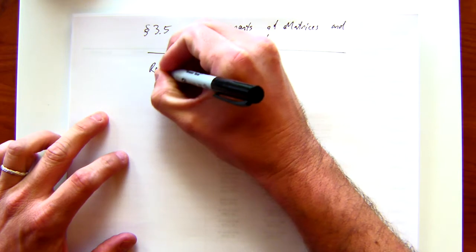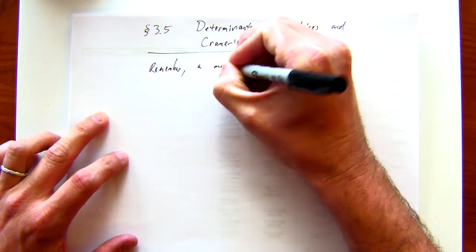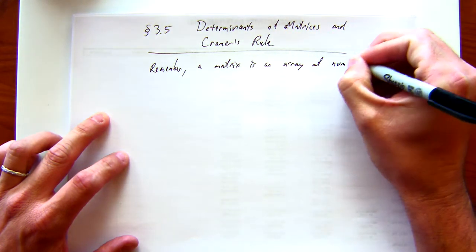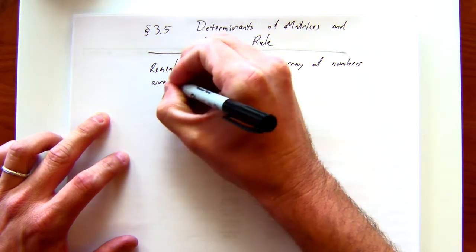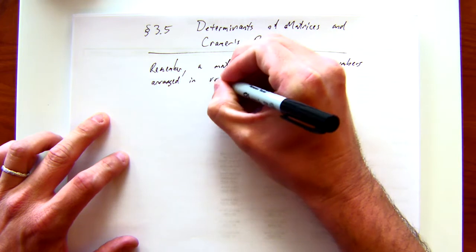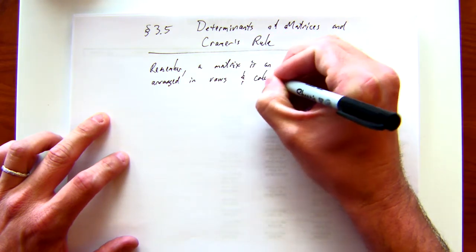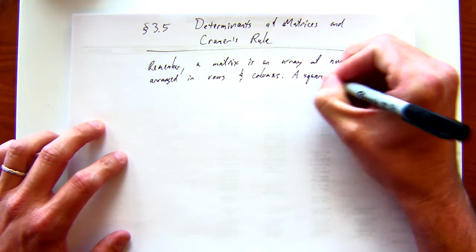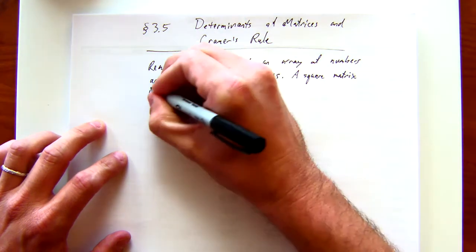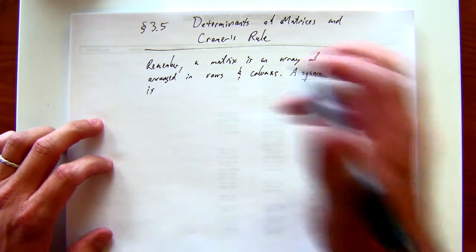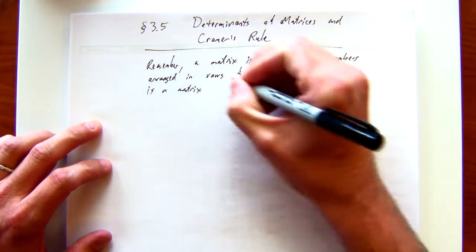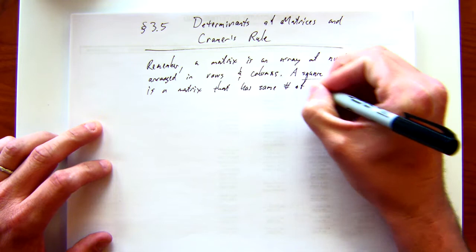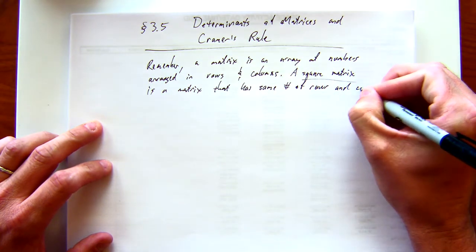So remember, a matrix is an array of numbers or elements arranged in rows and columns. Okay. A square matrix, and this would be kind of just a word to know. A square matrix is a matrix that has the same number of rows and columns.